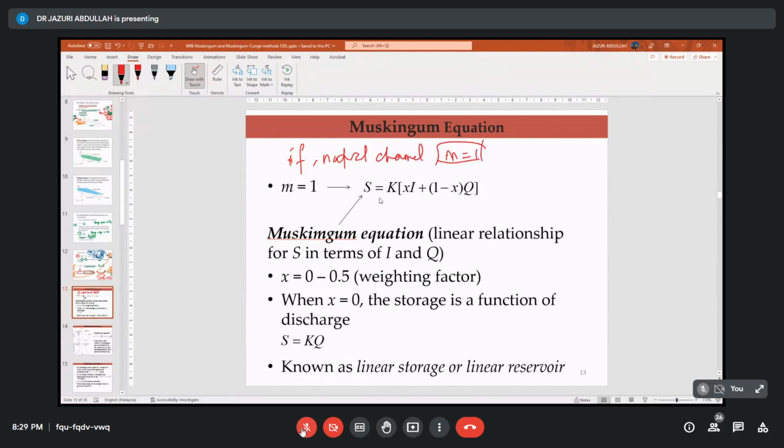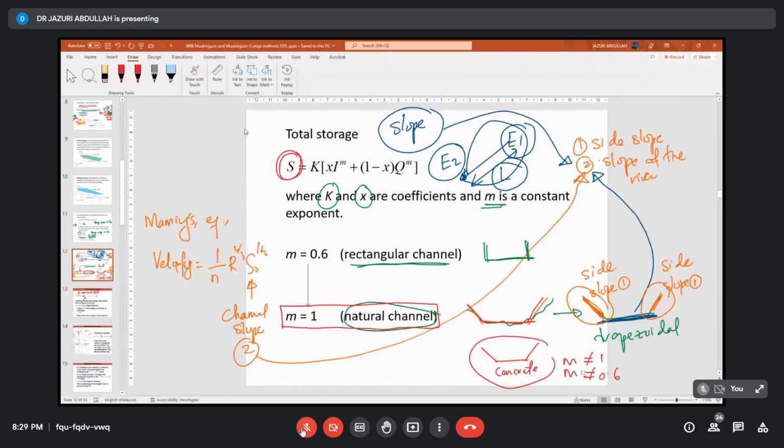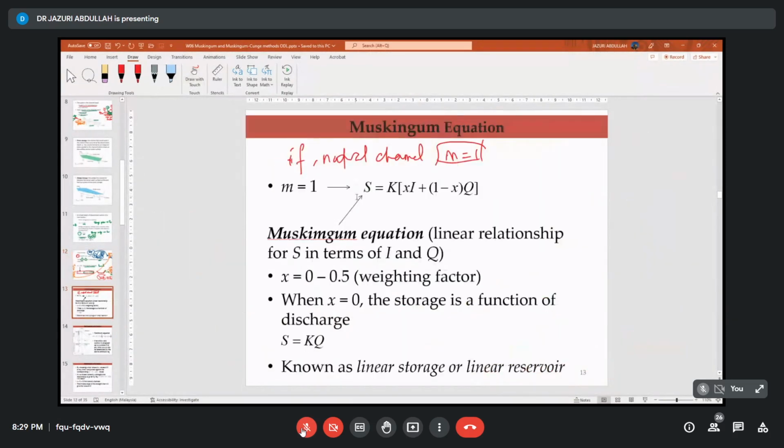Okay, so jadi bila M sebagai 1, dalam previous equation kita ada M di sini. So kita ada Q power of M, I power of M. But since you have the power of 1, so what happened here adalah dia akan menjadi very simple sajalah. Dia akan dapat linear relationship. Tapi kalau kita ada M equal to 0.6, 0.3, so it's not a linear relationship anymore. Dia akan menjadi satu equation yang orang panggil dia sebagai exponential function, quadratic function. Okay, so it depends on what is the M value yang diguna pakai.